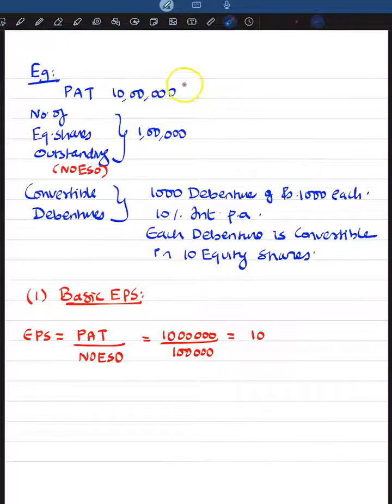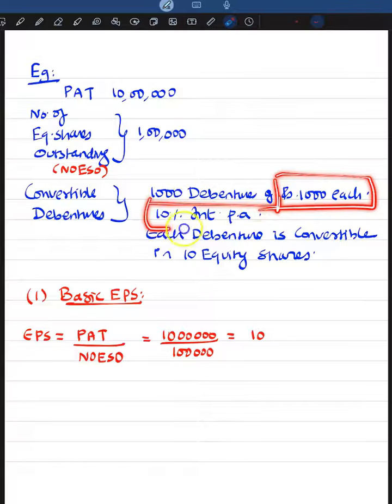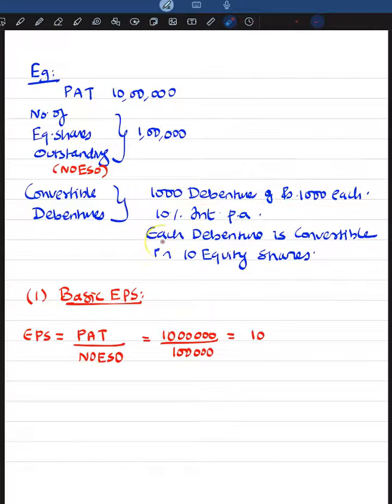Let's take a quick example. Here is a case where the profit after tax is 10 lakh. Already existing equity shares is 1 lakh and they have convertible debentures. It's basically 1000 debentures of rupees 1000 each, 10% interest. And here the conversion route is each debenture can be converted into 10 equity shares. With this background, let us calculate the basic EPS and diluted EPS.